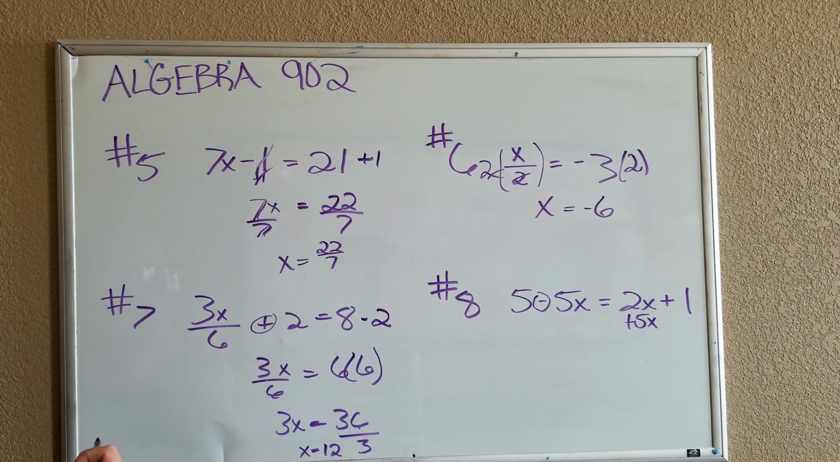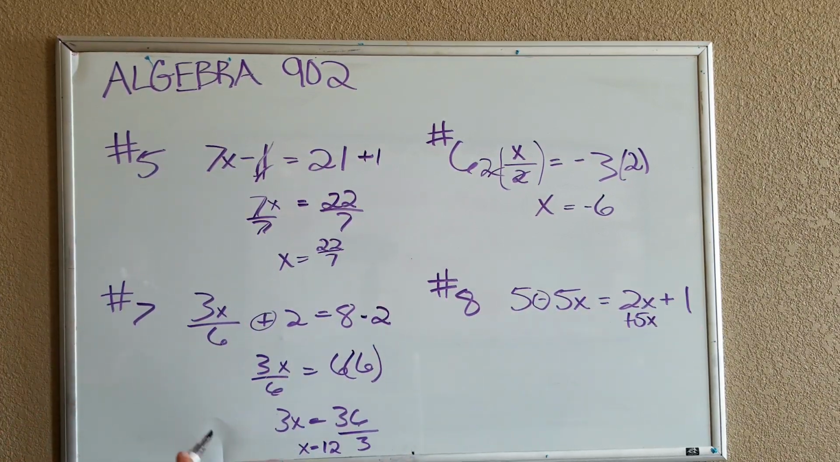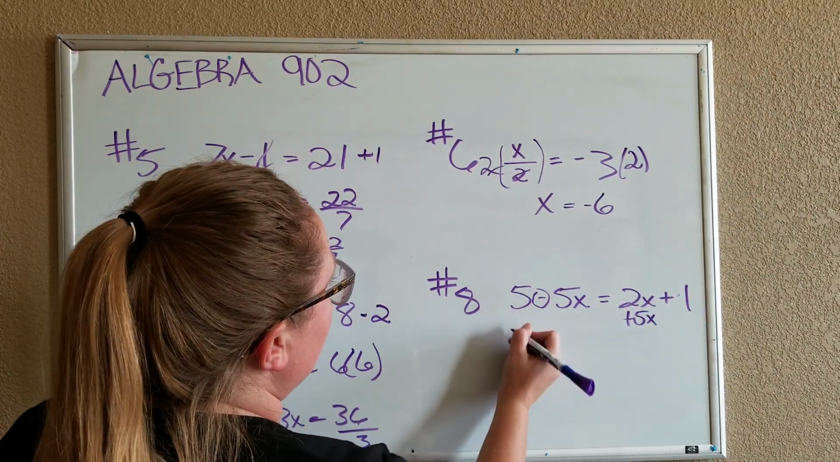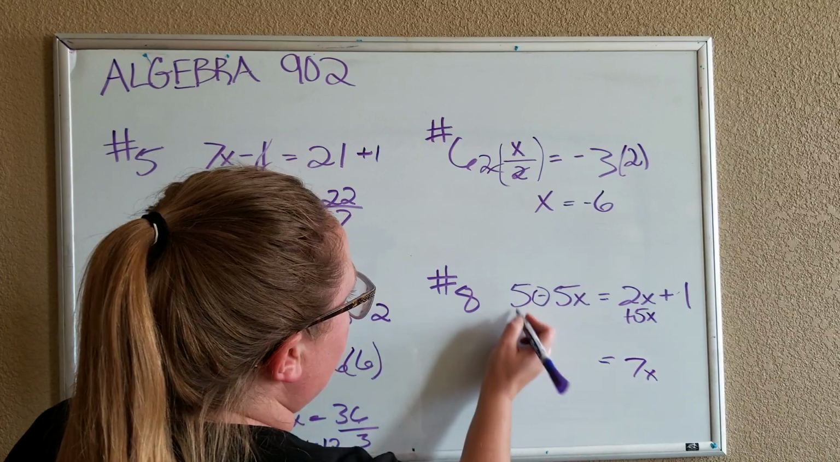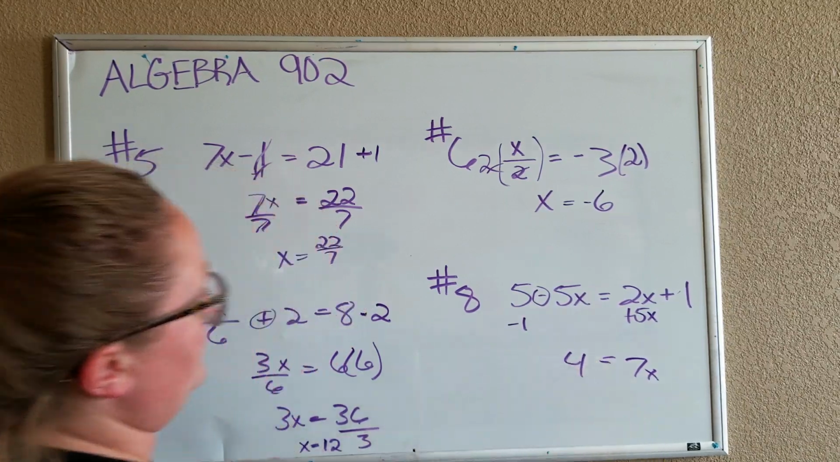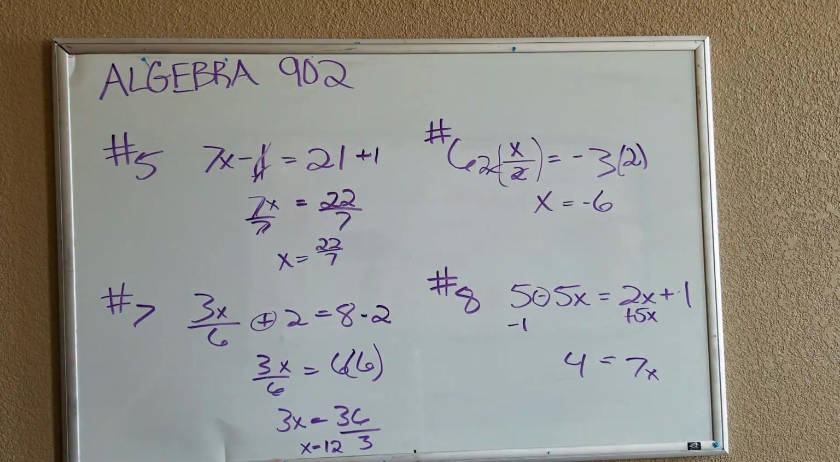So that means we want to move all our constants to this side of the equation. So the next step would be subtracting this 1. Say then you end up with 7x here and 4 here. So when you move your variables to one side, you're going to move all your constants to the other.